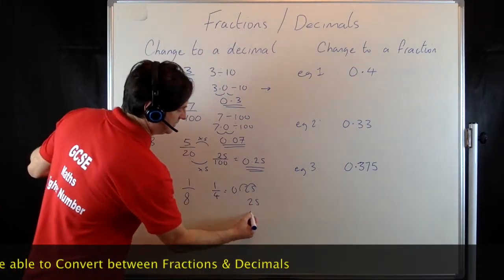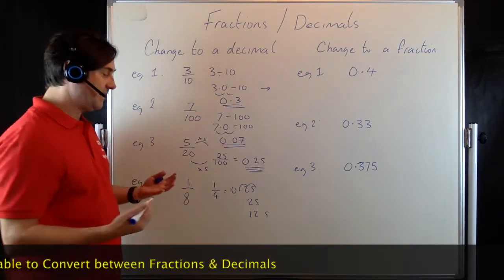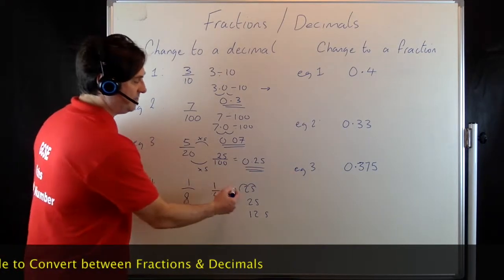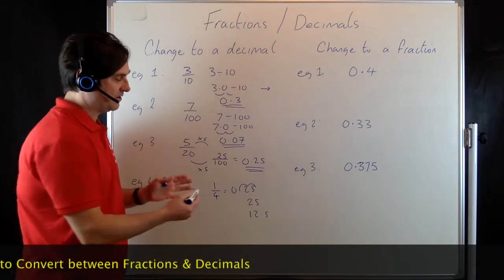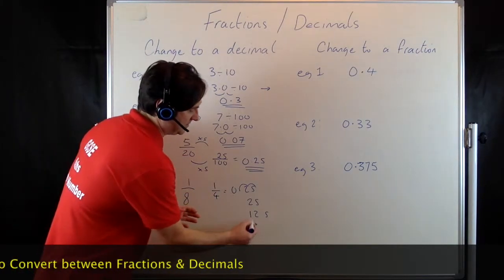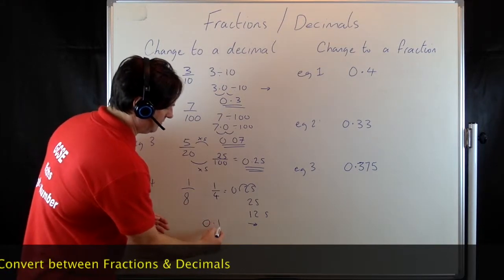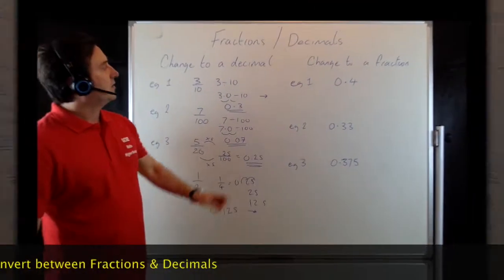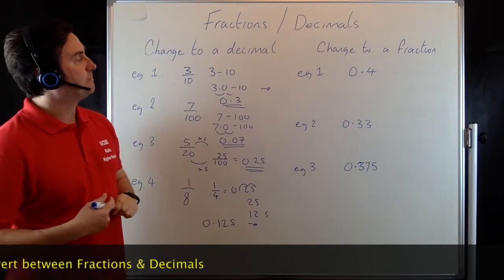So half of 25 is 12.5. If I then divide this by 100, because I've times it by 100 at the start, I move my digits 2 places to the left. I'm now going to move them back 2 places to the right, so my answer becomes 0.125. Okay, the second part then, changing to a fraction from a decimal.